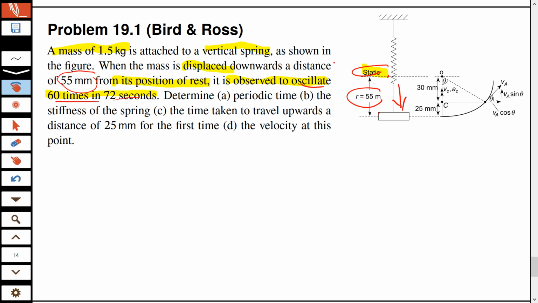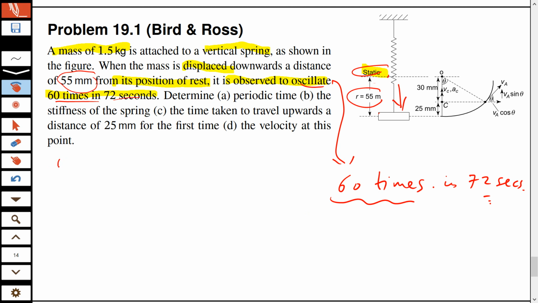ठीक है, अब simple harmonic motion के बारे में हमें क्या बताता है कि it oscillates 60 times in 72 seconds. Okay, now 60 times से हम क्या कैलकुलेट कर दें? क्योंकि हमने यहाँ पे अभी दो चीजें डिस्कस की हैं.